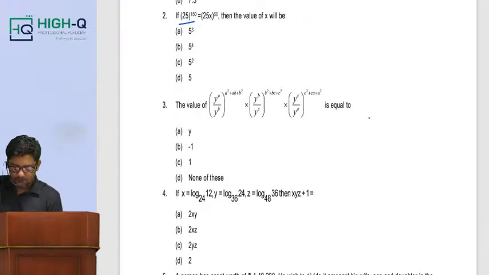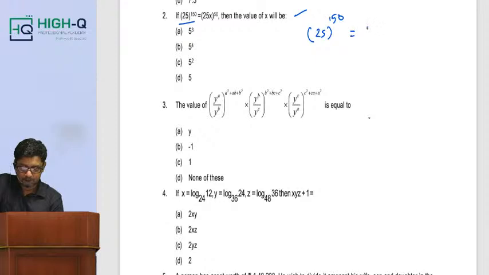Next one: 25 whole power 150 is equal to 25x whole power 50. Then the value of x will be, I think this type of question was asked once in the examination. So how to proceed further? Let us try, my dear. 25 power 150 is equal to 25x whole power 50, which can be written as 25 power 50 into x power 50. I can cancel these two, it is going to be 100, right? To equate, both the index should be same. Here we have got 100, we have got 50. So let us make it as 50 here.